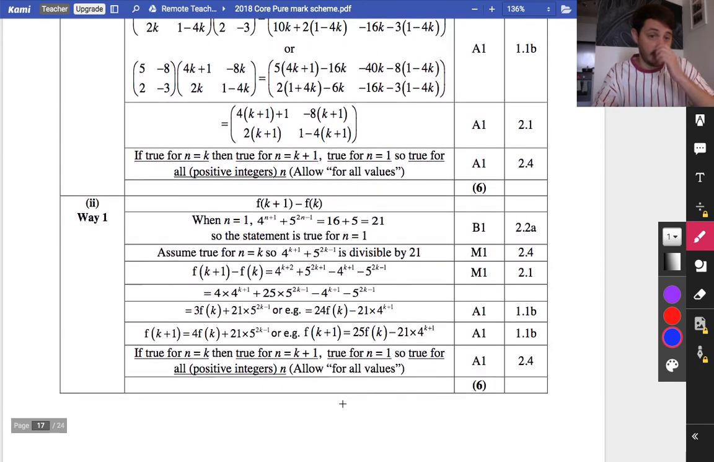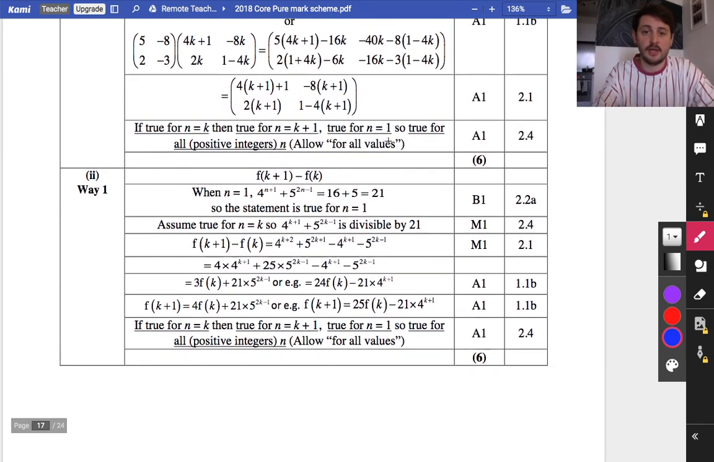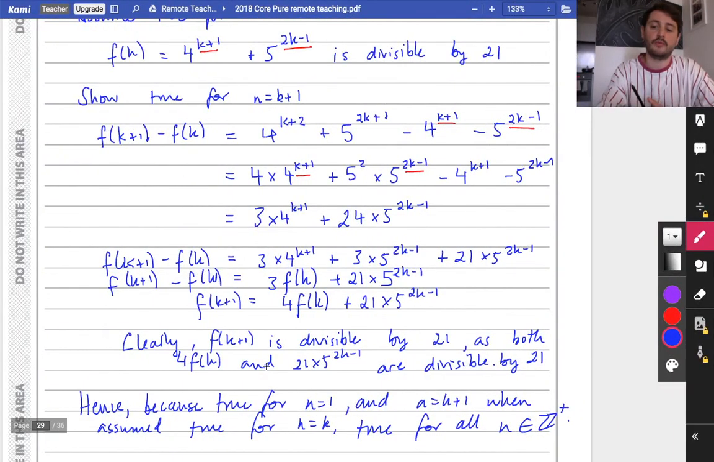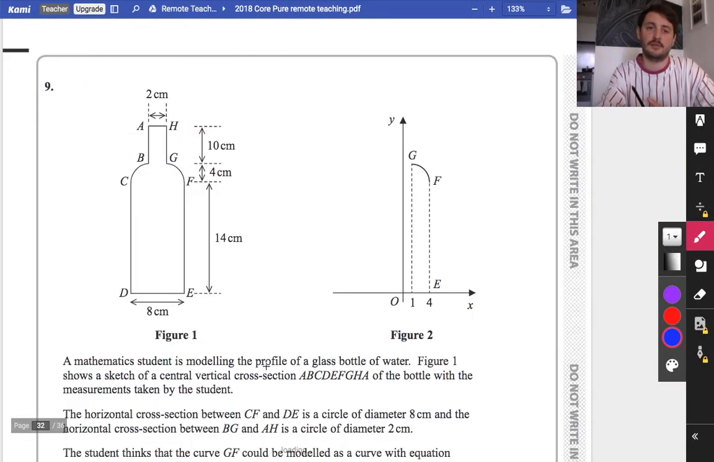You then also get this same idea here. You get 1 for showing that it's true with n equals 1, you get 1 for the assuming true, and then you get some method marks and some accuracy marks, and then that final statement. The bits that are underlined are the bits that need to be mentioned. Okay, we're nearly there. My hand is getting pretty tired, but we're going to just do this last question. Hopefully it's not too hard, but I know it kind of is.